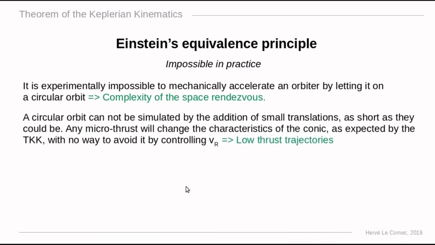A circular orbit cannot be simulated by the addition of small translations, as short as they could be. Any microthrust will change the characteristics of the conic as expected by the theorem, with no way at all to avoid it by controlling the rotation velocity. So the engineers are led to use the famous low-thrust trajectories.